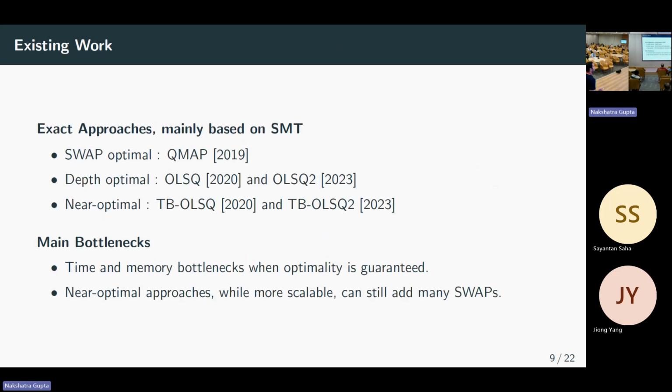The other approach is exact approaches. They are mainly based on SMT. There are some swap optimal, depth optimal approaches. If you guarantee any kind of optimality, you will run into time and memory bottlenecks. So people propose to relax some constraints and make them near optimal so they can scale a little bit better. So TB-OLSQ2 is actually near optimal.